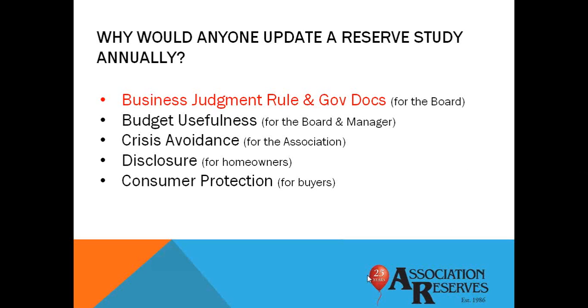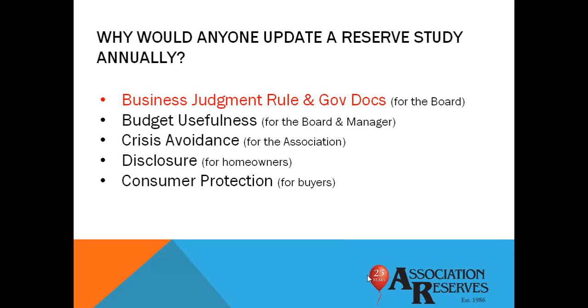The business judgment rule is a term you can Google, and there's a number of sites that provide some more detailed explanations. But in general, for a budget line item as large and significant as reserve contributions, which are typically 15 to 40% of an association's total budget, an annual evaluation of reserve contributions complies with the business judgment rule.